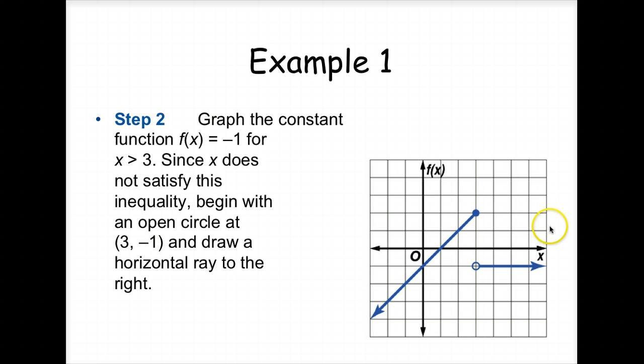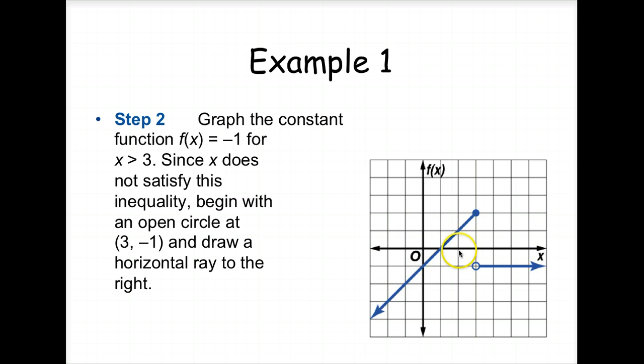Okay, so we know that the other constant function is -1. So x is greater than 3. X is going to be greater than 3. And it's going to be at a -1 because it's constant. So we have an open circle because it's not greater than or equal to. 3 does not satisfy the inequality. And so we begin with a 3, -1, and anything greater than 3 is going to be a -1.